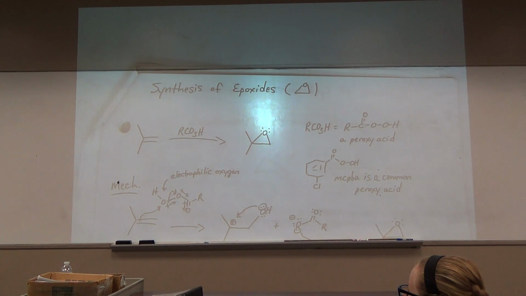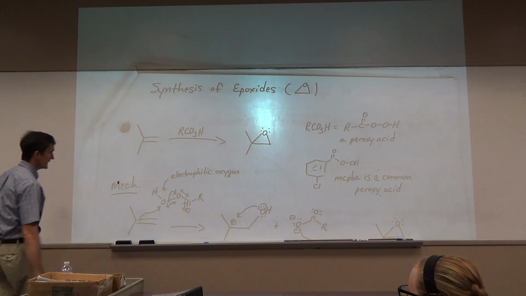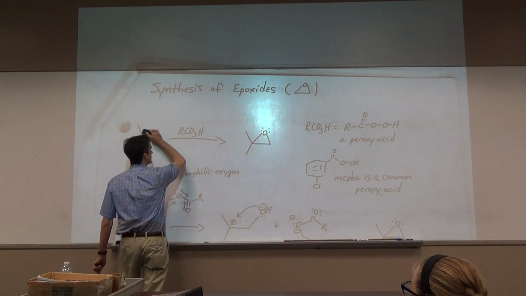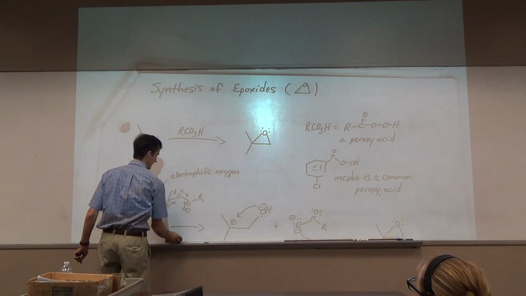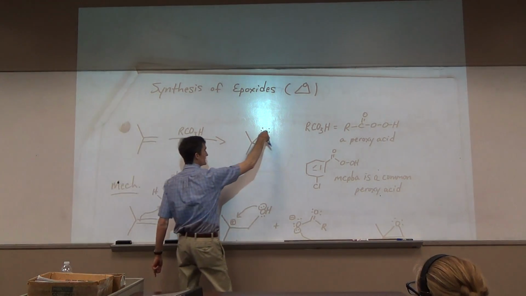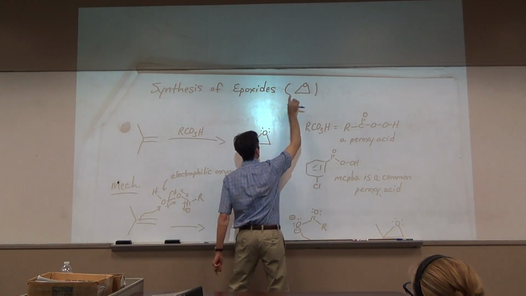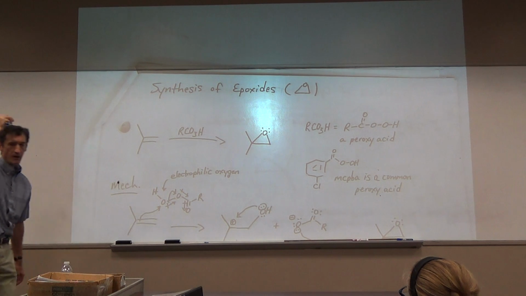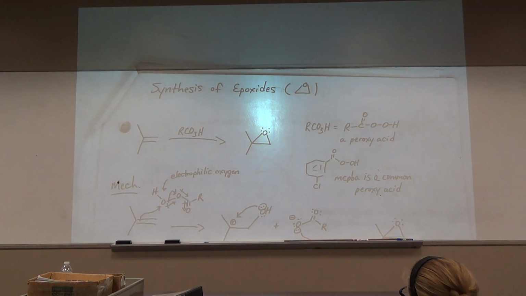I might call this an oxidation reaction. The term is not typically used here, but formally it is an oxidation reaction. We make what's called an epoxide. The 3-membered ring with 1 oxygen in there is an epoxide. The more formal IUPAC name is oxirane. Nobody calls it an oxirane. Most people call it epoxide.